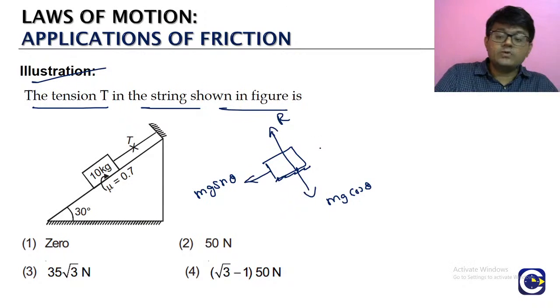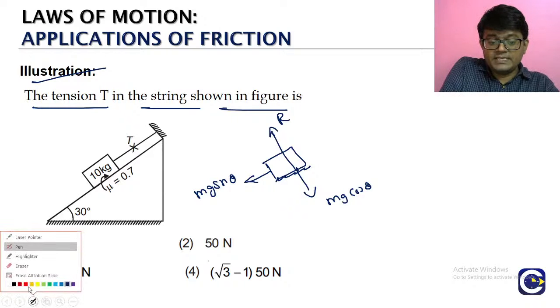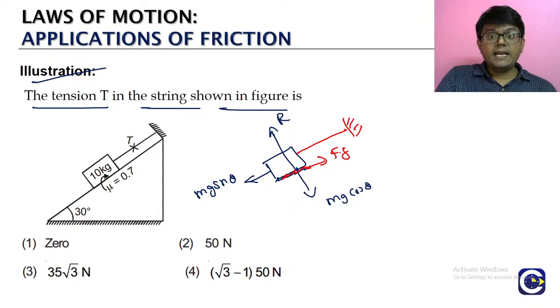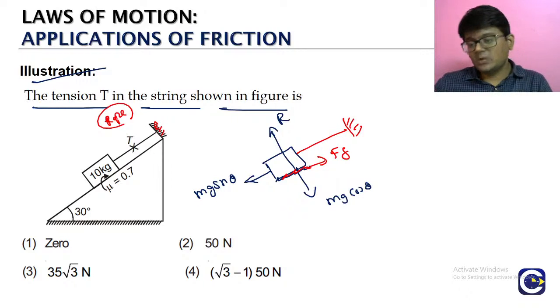As a result, what is going to happen? The friction, because they are clearly stating mu, which means there is friction, right? Friction will be opposing, so friction will be acting up the plane. Also, what we see is that the block is attached to a point over here with the help of a rope. So this is the rope, right? They are asking what is the tension in the rope.